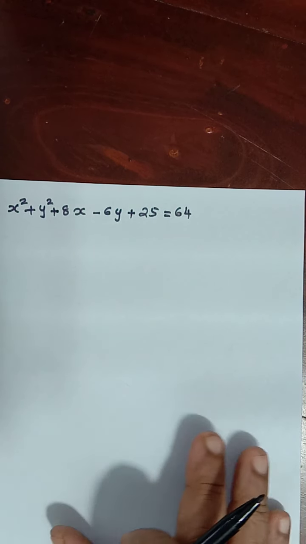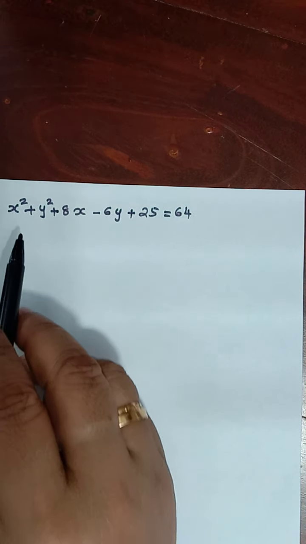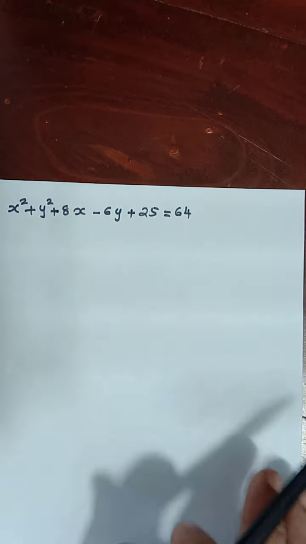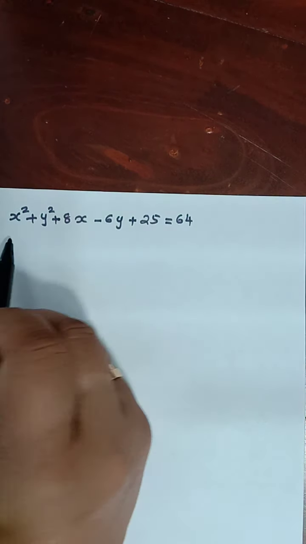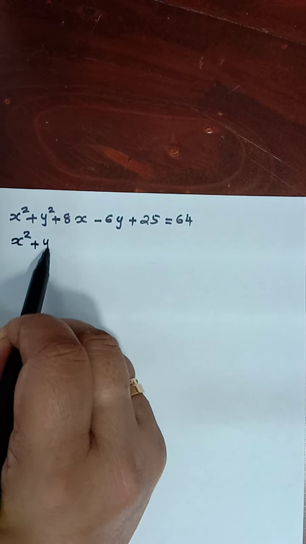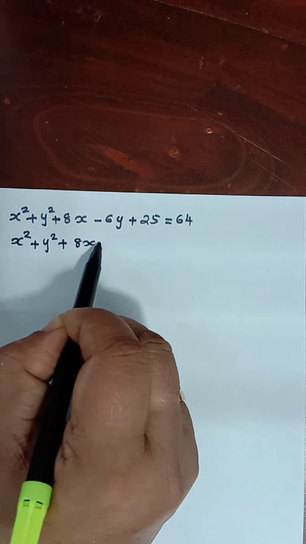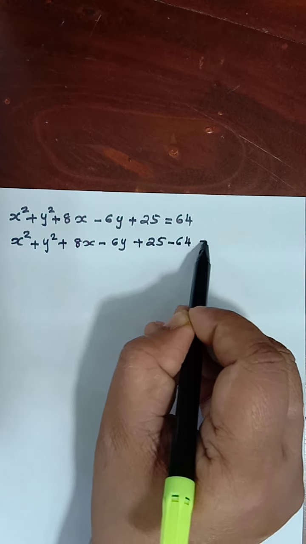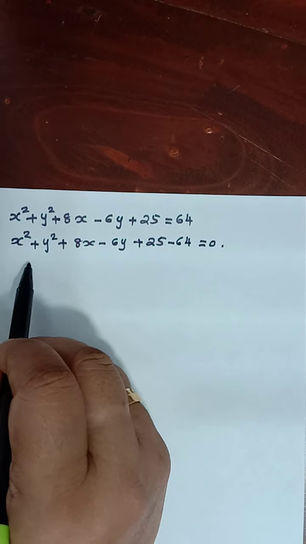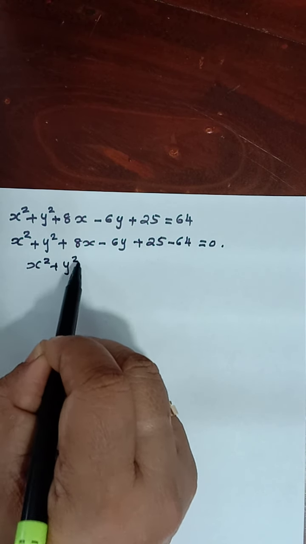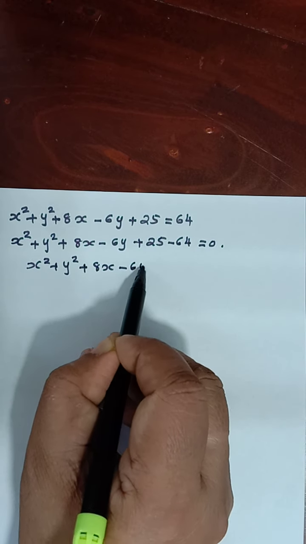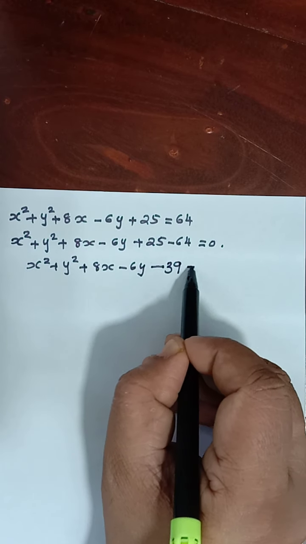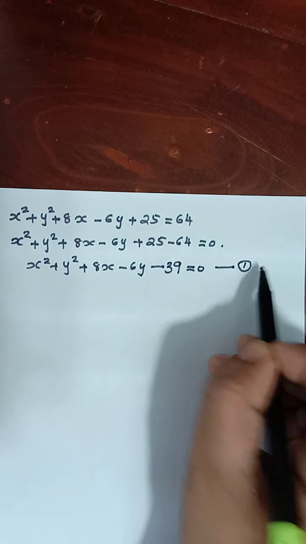Okay, this is what we got when we have taken AB equal to BC: x square plus y square plus 8x minus 6y plus 25 equal to 64. We will pass the 64 to the left side, so the equation will become x square plus y square plus 8x minus 6y plus 25 minus 64 equal to 0. This becomes x square plus y square plus 8x minus 6y minus 39 equal to 0. So let us have this equation here.